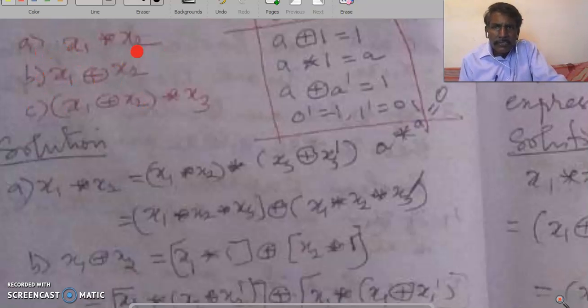This is one Boolean expression we say. A Boolean expression is one that consists of variables, meet, join, complement, 0 or 1. If a mathematical expression consists of all these things, we call it a Boolean expression. So these A, B, C are examples of Boolean expressions.